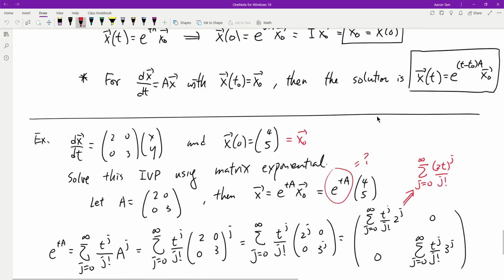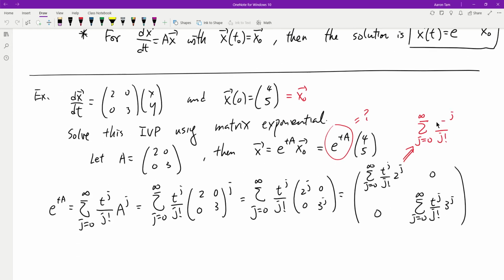So therefore, maybe I should write it this way instead. I'm going to write 1 on top, and then we'll put 2t to the j. So you can see that this 2t actually plays the role of x. So therefore, that comes out to be e to the 2t. And for a similar reason, this will come out to be e to the 3t.